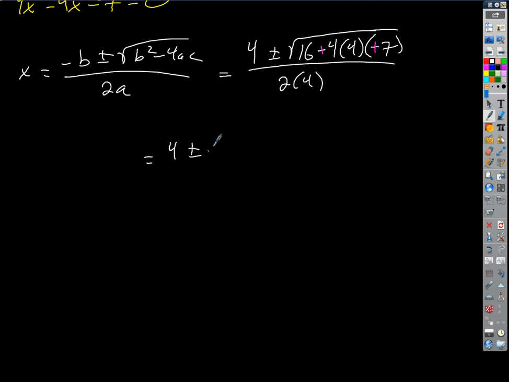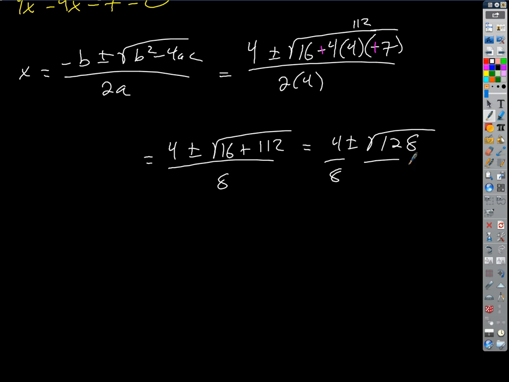So 4 plus or minus the square root of 16 plus, let's see, what would be the easiest way to do this? Well, what's 4 times 7? 28 times 4. When you multiply by 4, it's pretty easy. Double it and then double again. What's 28 doubled? Doubled? 112. Right, good. So we get 16 plus 112. What is that? 128. Good. And that's all going to be over 8, right?